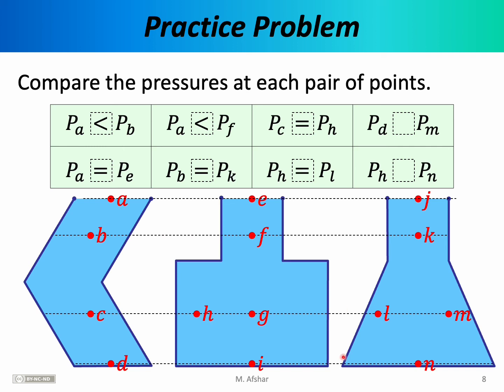The pressure at point H is equal to the pressure at point L. H is here, L is here. They're both at the same depth relative to the top. Pressure at D is greater than the pressure at M. D is located here at a greater depth compared to point M. And finally, the pressure at H is less than the pressure at N because point H is at a smaller depth compared to point N.